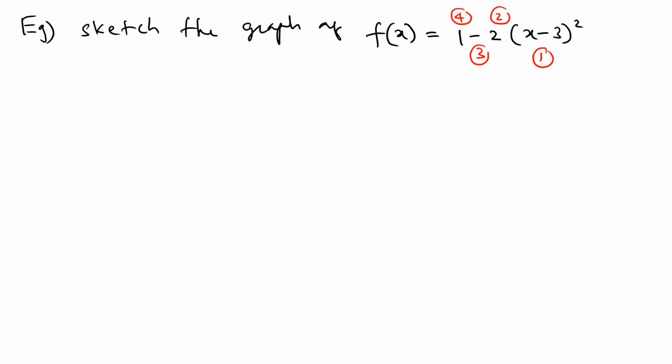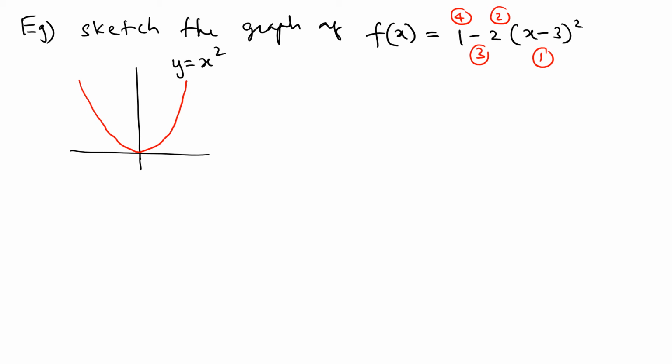So we can start with y equals x squared, the parabola. That's a common graph that we know. So we can start with that. So we have this. So this is y equals x squared.